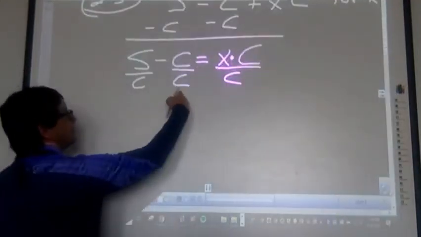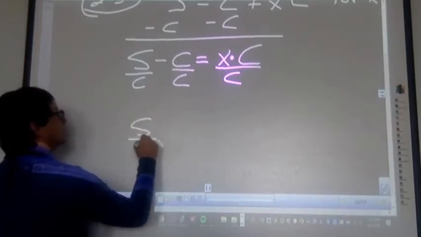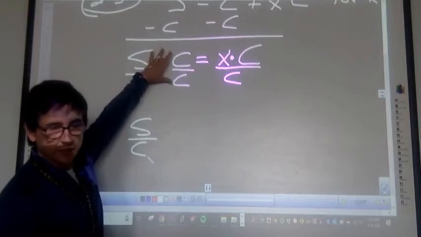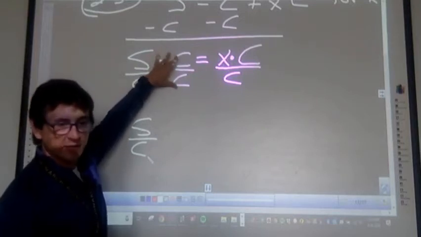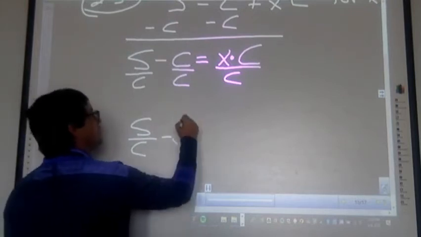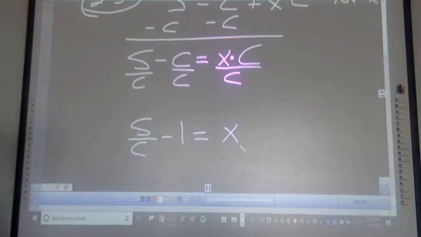So the reason being is these c's cancel to give you 1. So if I replace these with 2's, 2 divided by 2 is 1. So is c divided by c also 1. Okay, so s over c minus 1 equals x. Go ahead, Anna.